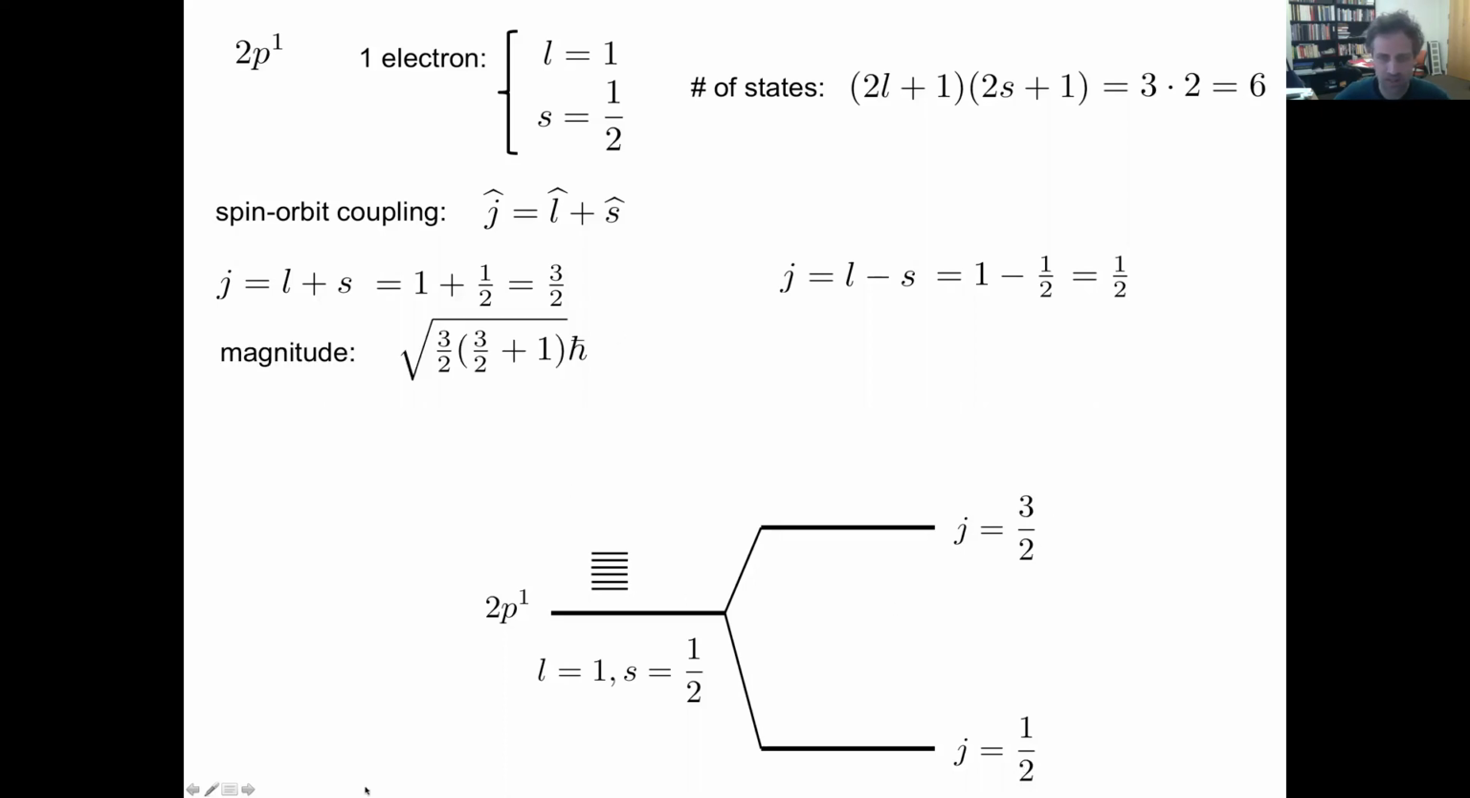The magnitude of this state right here, which is characterized by a combined angular momentum quantum number of 3/2, the magnitude of the total angular momentum in this state is the square root of 3/2 times 3/2 plus 1, times h bar. And that produces the square root of 15/4 times h bar. This is the magnitude of the total angular momentum when the electron sits in this state right here.